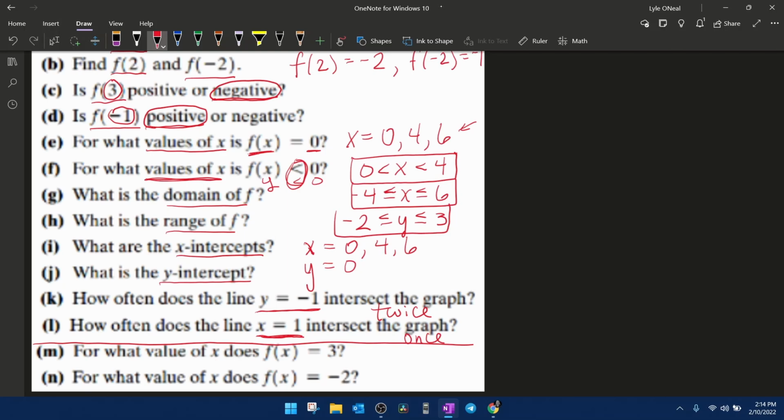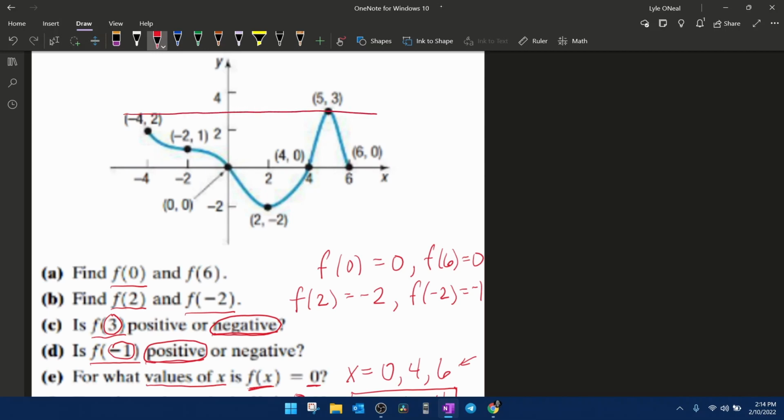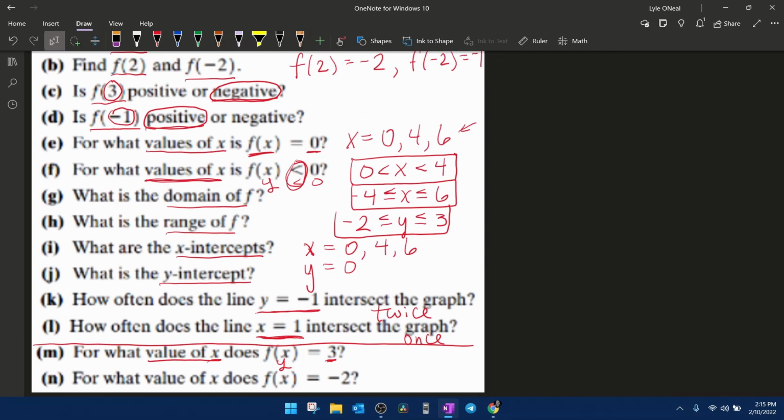Part M, for what values of x does f of x equal 3? Again, this is saying when does y equal 3? So we need to go to the graph. We need to find all of the x coordinates that have a y coordinate of 3. At y equals 3, there is only one ordered pair, and the x coordinate that corresponds to a y value of 3 is 5. So this part has only one answer. That's going to happen when x is 5.